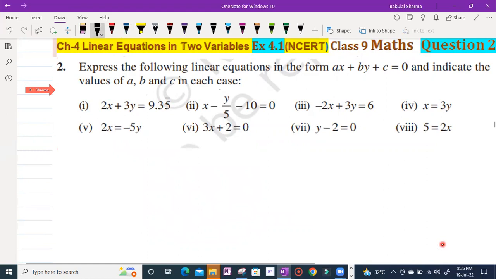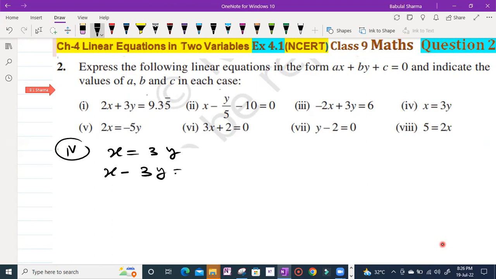See here, fourth part देखिए. Fourth part is x is equal to 3y. फिर से लिख सकते हैं इसको x minus 3y is equal to 0. लेकिन स्टैंडर्ड फॉर्म में 3 टर्म्स होते हैं, एक कोएफिशिएंट ऑफ x, कोएफिशिएंट ऑफ y एंड कांस्टेंट टर्म. यहाँ पे इसमें कांस्टेंट टर्म नहीं है, so we can write 1x minus 3y plus 0 is equal to 0. देखिए यहाँ पे कांस्टेंट टर्म नहीं था, तो we have taken here it is 0.